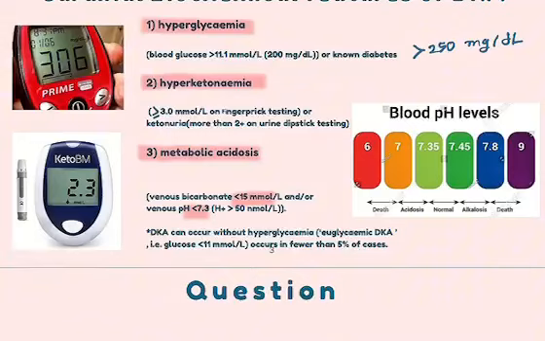But in fewer cases, DKA can occur without hyperglycemia, which is called euglycemic DKA. It is more common in patients who are using SGLT2 inhibitors for managing their diabetes.